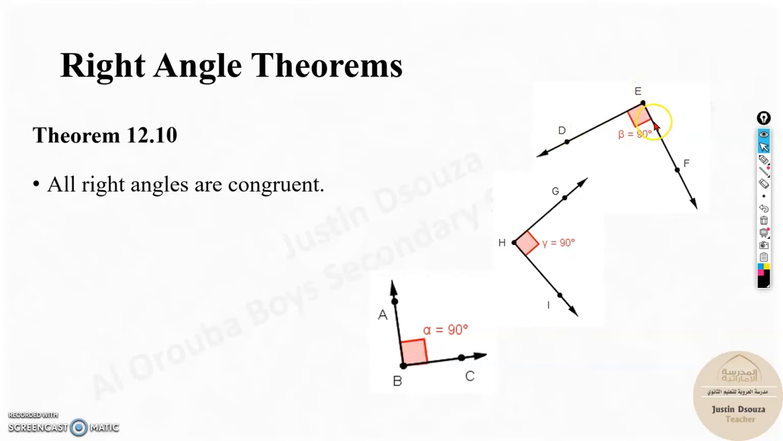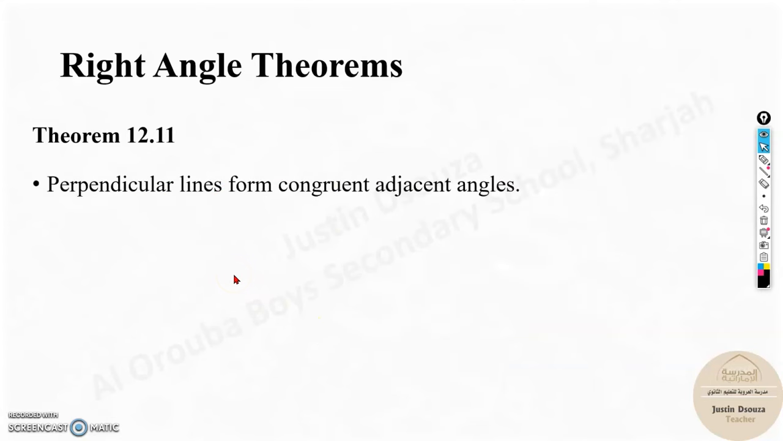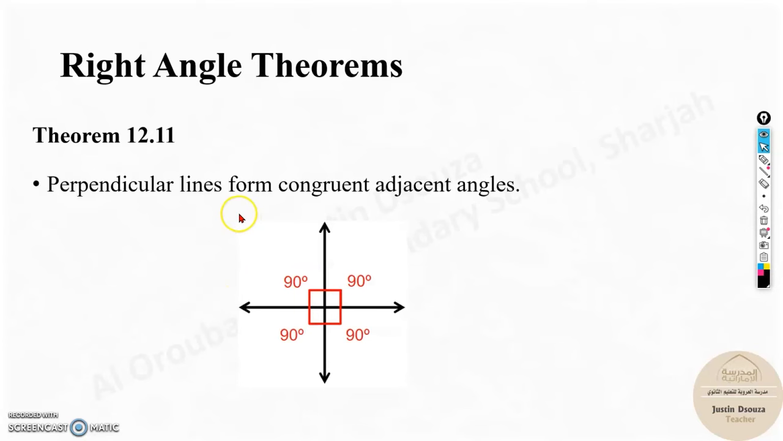It doesn't matter how they are. If this is a right angle and this shape, doesn't matter how it is, it's not the same shape, but if there is a right angle, then they are always congruent. So all these, whether it's a small shape or a big shape, if it's 90 degrees, the angles are always congruent. And then we have perpendicular lines form congruent adjacent angles.